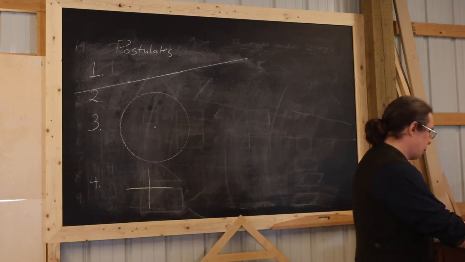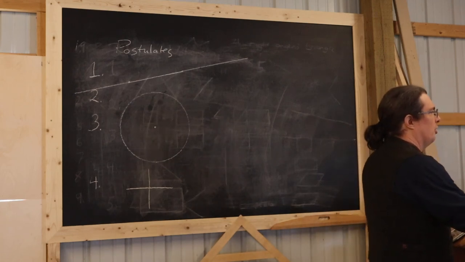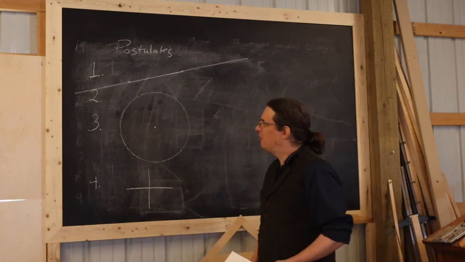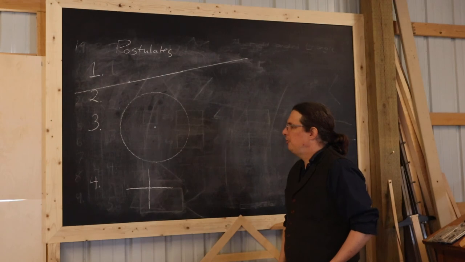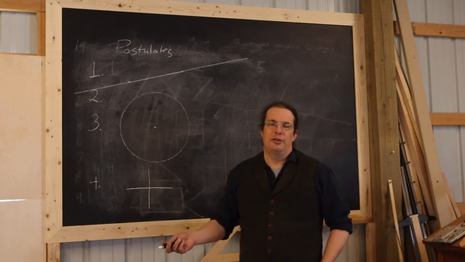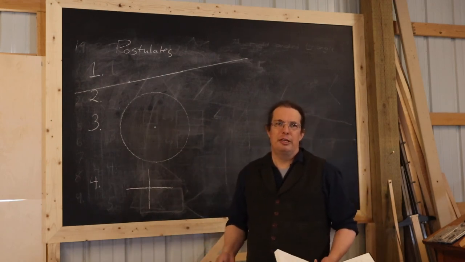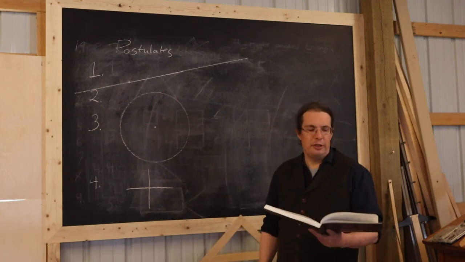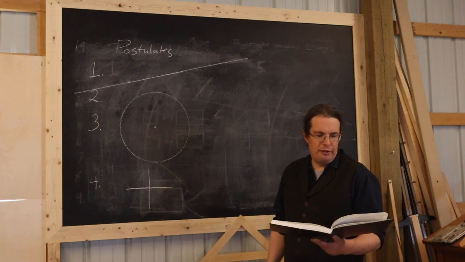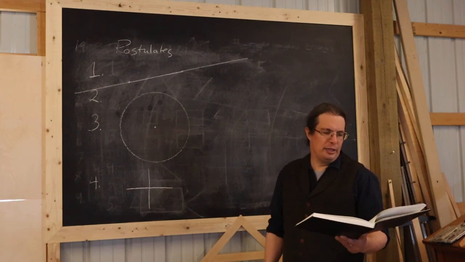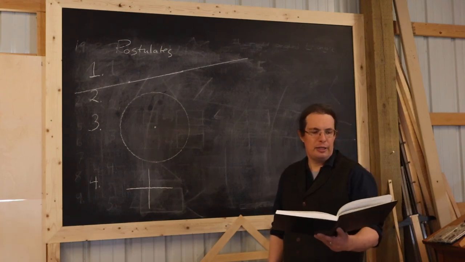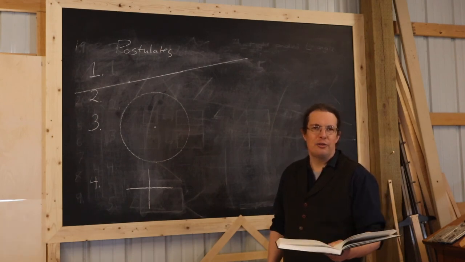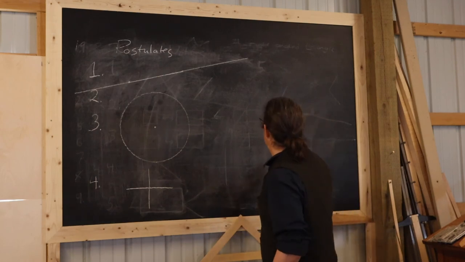There's one more postulate. This is the one that always has caused people problems historically in mathematics, because it's not as easy to accept as a common sense believable postulate, although it's still necessary for Euclidean geometry. And it says that if a straight line falling on two straight lines makes the interior angles on the same side less than two right angles, I'm going to pause and draw that.